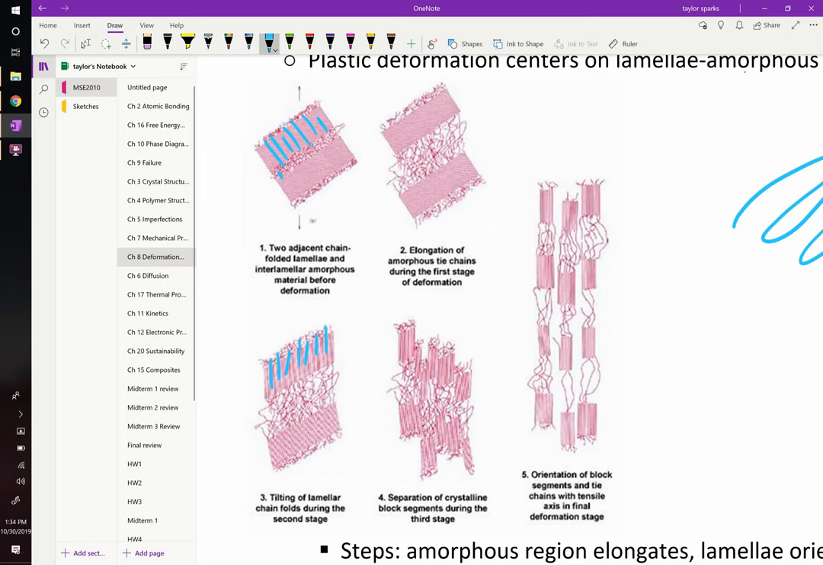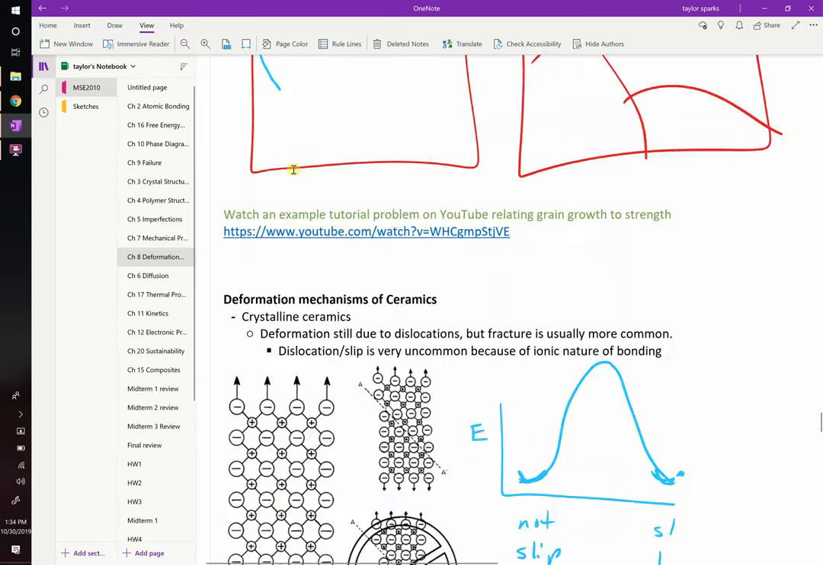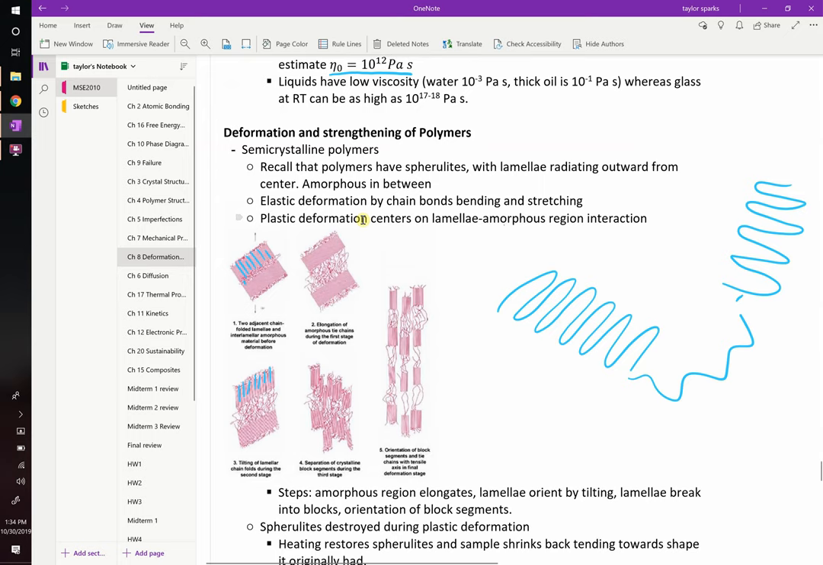Now, you guys tell me what's going to happen to the properties of this during this process. All right, turn to your neighbor. Is it going to get stronger or weaker during this process? Okay, what do you guys think? Is it getting stronger or weaker as we do this process?